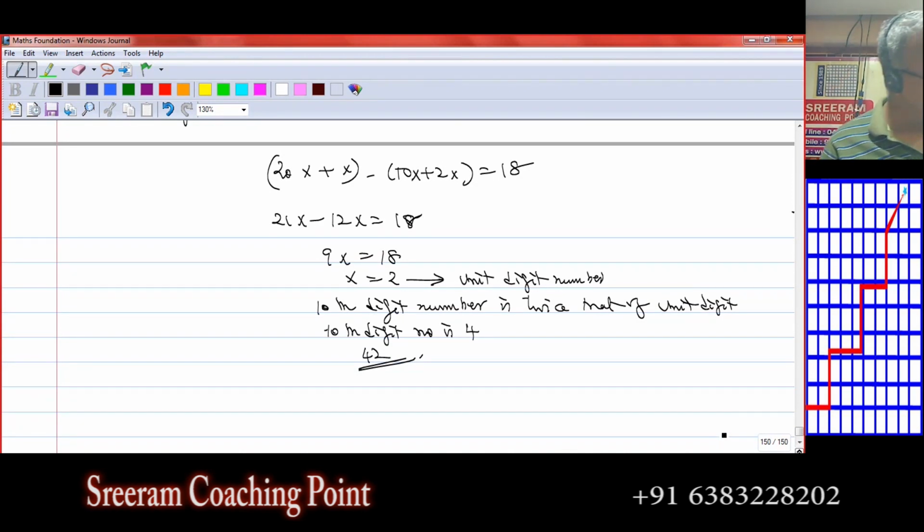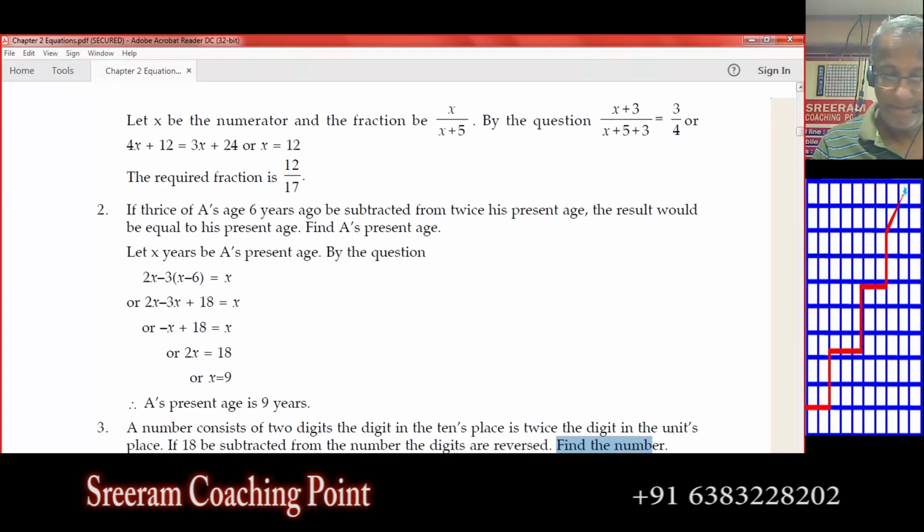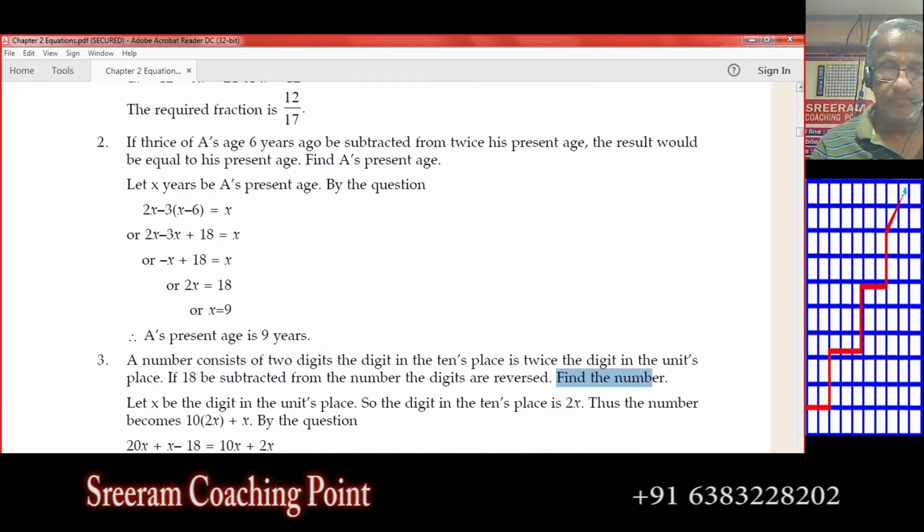Soumya, are you understanding it? Yes, sir. A number consists of 2 digits. This is over.